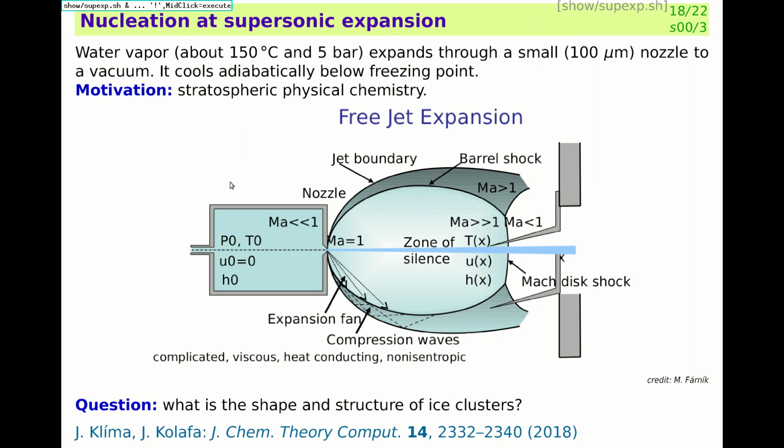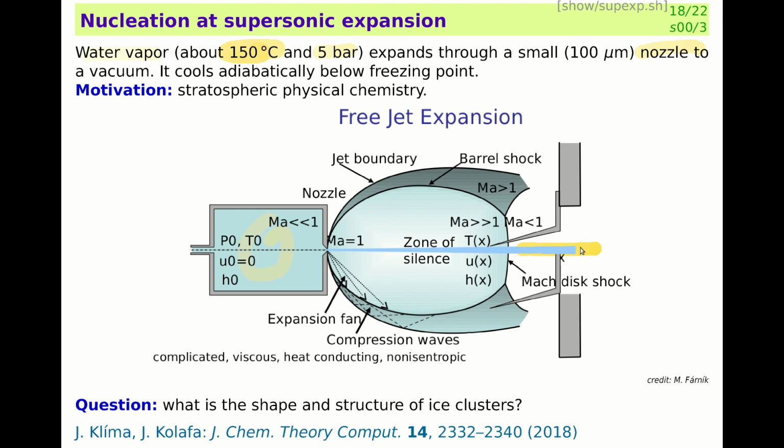There are experiments with water vapor that is put into a certain vessel where it is at elevated temperature and pressure, and it expands through a small nozzle to a vacuum. During this expansion it creates such a jet, and this expansion is adiabatic, and such high temperature vapor cools down and nucleates. So what you get here are small droplets or clusters of water.